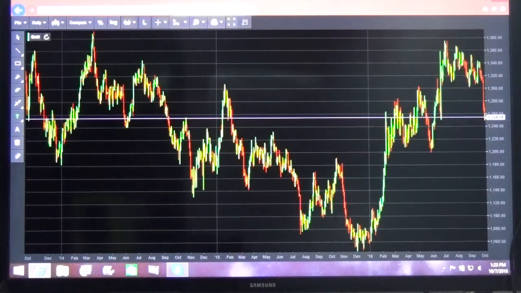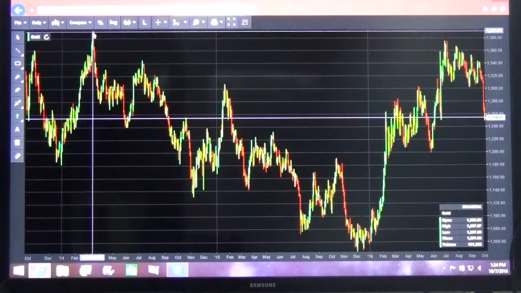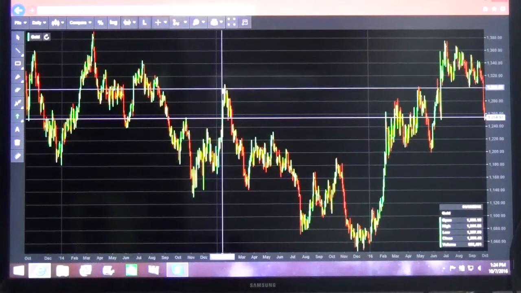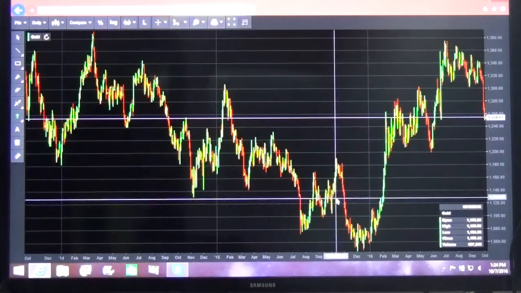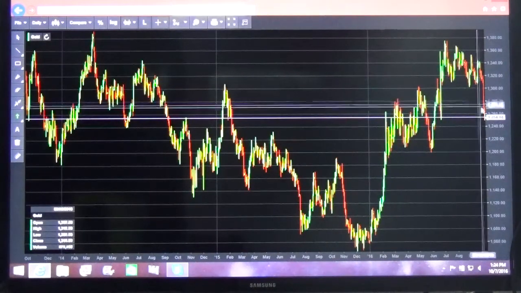Now what do you mean by a mean reverting chart? Something which goes up has to come down. Here it is going up, here it comes down. Here going up, comes down. Here going up, comes down. Now here it goes up, here it comes down, and now it is again coming down.